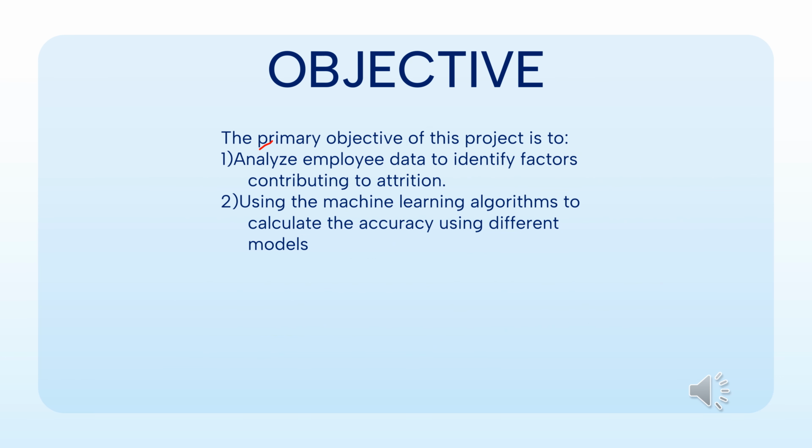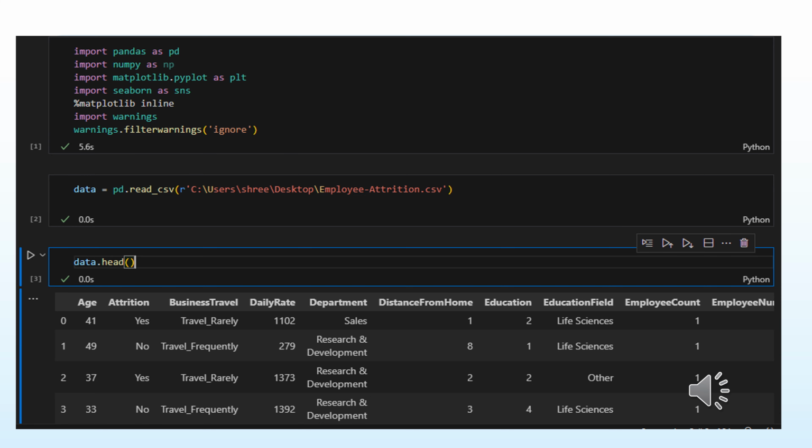So, our primary objective for this project is to analyze employee data to identify factors contributing to attrition, using machine learning algorithms to calculate the accuracy of different models on the given dataset.